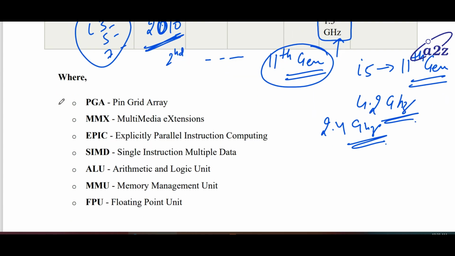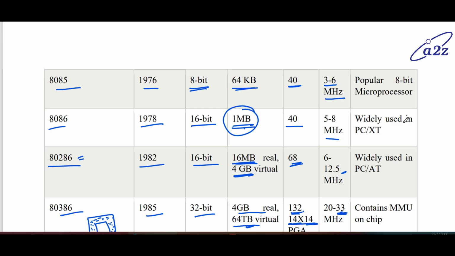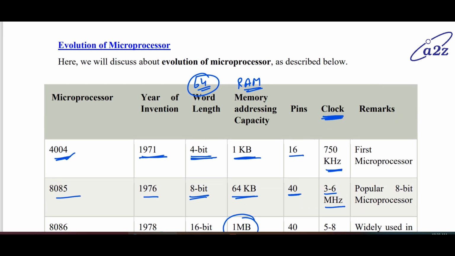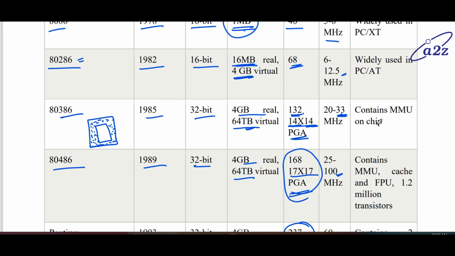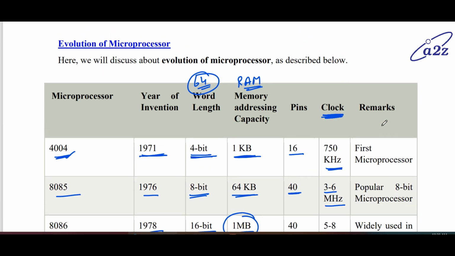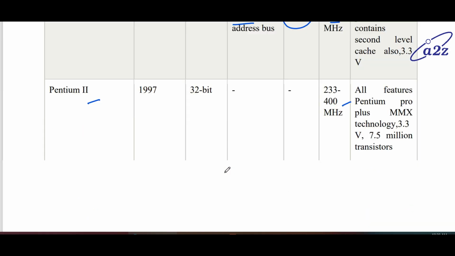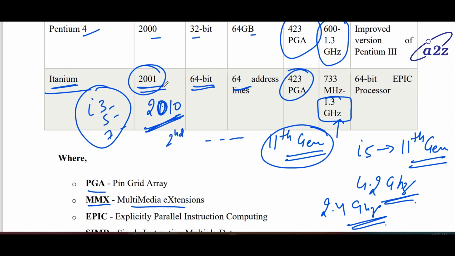There are some short forms like PGA, that is pin grid array, MMX multimedia extension, SIMD single instruction multiple data, ALU arithmetic logic unit, FPU floating point unit, which are mentioned in this remarks column. So this was all about the evolution of the microprocessor from 1971, 4-bit processor, to 2001 Itanium series.